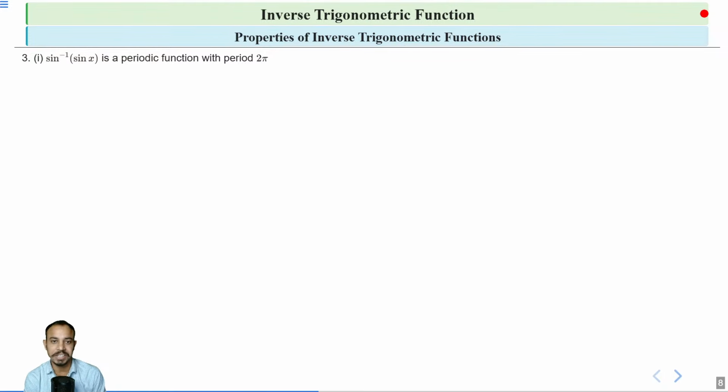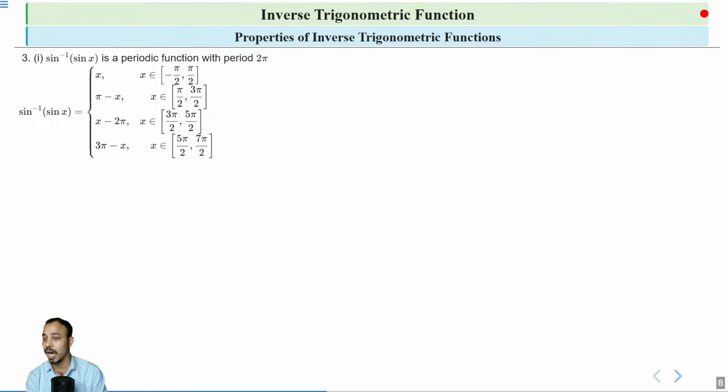Here is another property, that is sine inverse of sine x. This is a periodic function, and the period of this function is 2 pi. Now how can we express sine inverse of sine x? When x lies in the interval minus pi by 2 to pi by 2, then sine inverse of sine x is equal to x. When x belongs to the closed interval pi by 2 to 3 pi by 2, then sine inverse of sine x is equal to pi minus x.